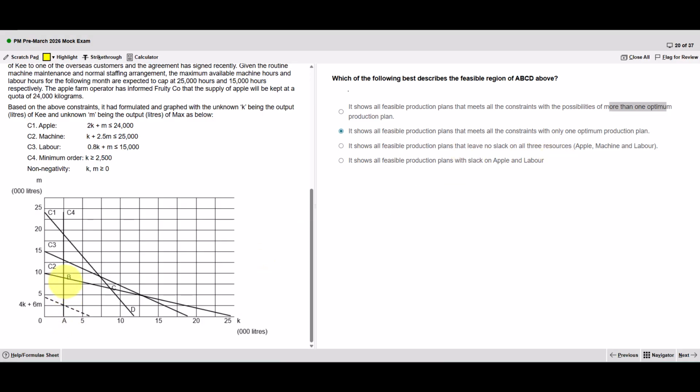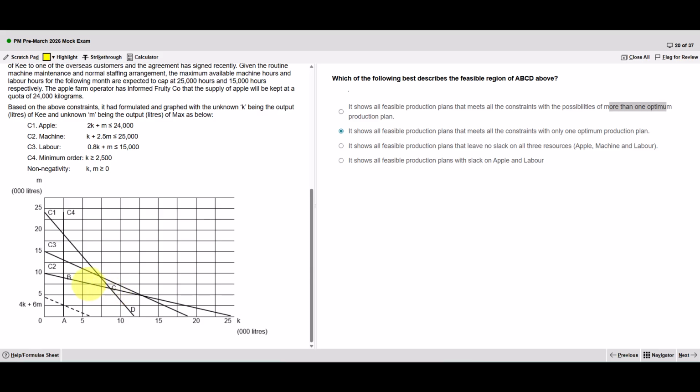So the feasible region is A, B, C, D and everything that's inside. The only points where we can say there is no slack is at an intersection, and there is no slack between those lines that intersect. So where my arrow is here at point B, there's no slack on the minimum order or on machine, but there is slack on apple and labour.